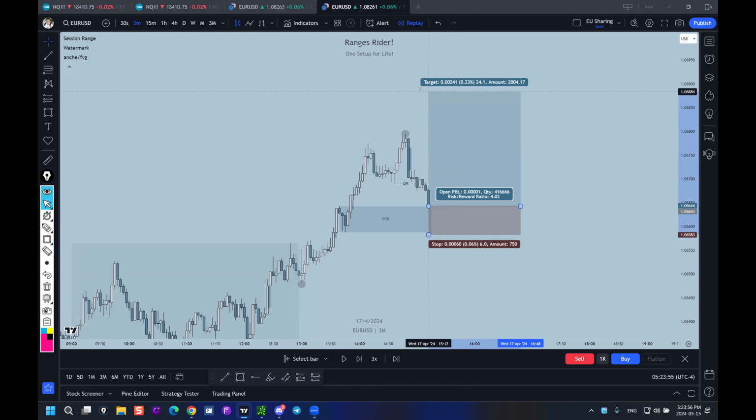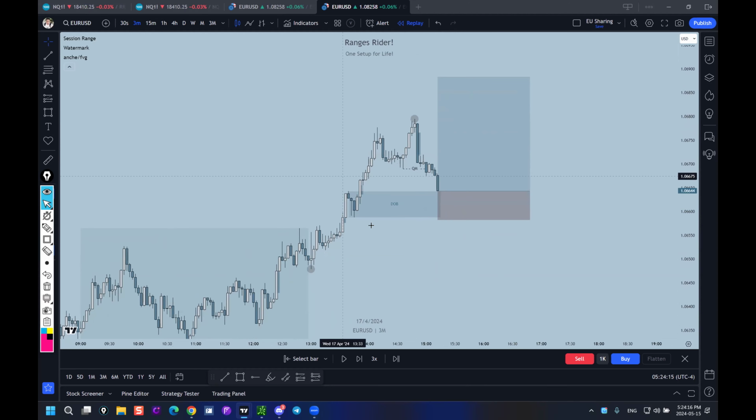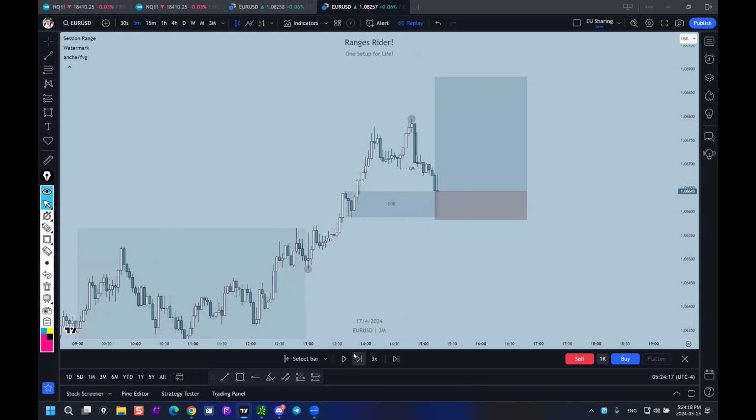Actually, you see the target looks too big above the external range liquidity, so I'm looking for 4. If it's not too far and here is 7R, I will take it as a 7R, something like this. So it depends on 4 to 7. In this case, this is the 4R if we enter here.